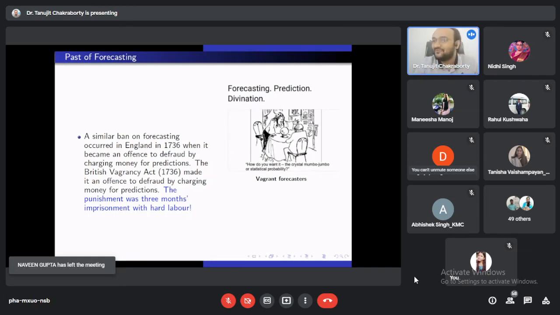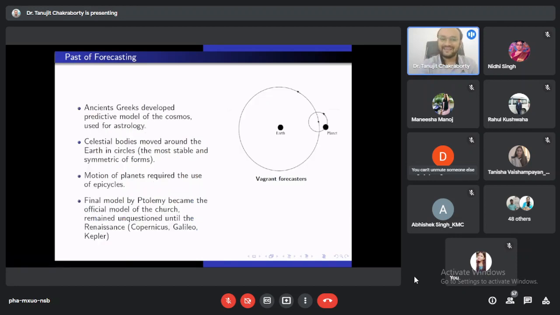So suppose someone asks you, how are you going to make the prediction? There can be two ways. One is the crystal mumbo jumbo: you'll have a crystal ball, you'll tell the person to hallucinate, and you'll make the prediction. The other option is statistical probability, which started emerging in the field of forecasting after the 1950s. And there is also another correlation between forecasting and physics. Just like in astronomy, ancient Greeks developed some prediction models of the cosmos, used for astrology.